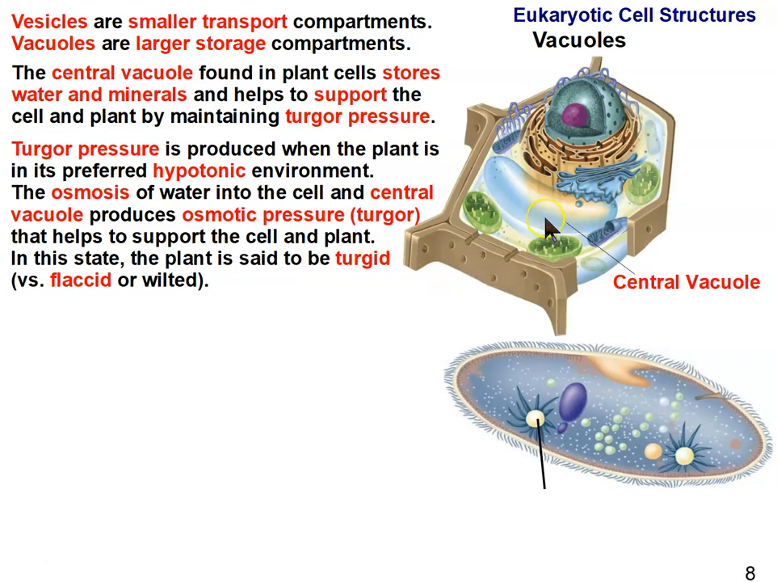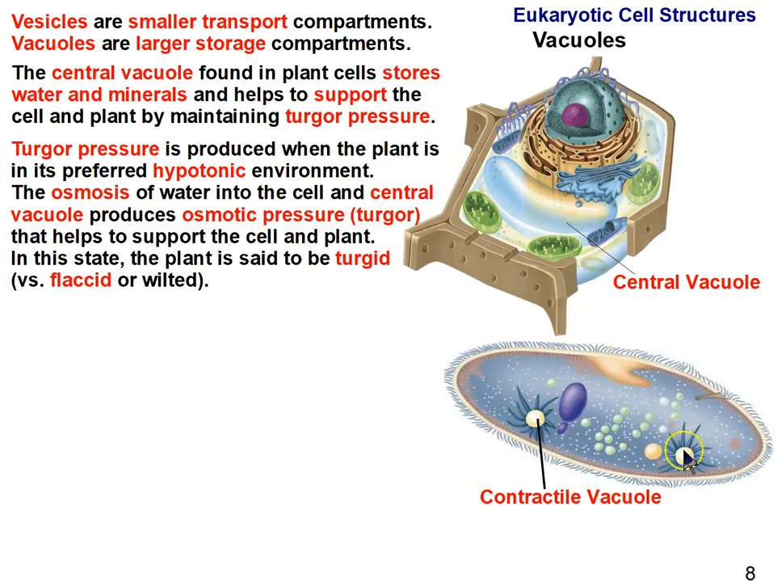If for some reason, for example, you don't water a plant, then it no longer has enough water and pressure within the central vacuole, and the plant will wilt. But we call wilting, the more technical term, flaccid. So the cell becomes flaccid, and the whole plant becomes flaccid. So that's the central vacuole of plant cells.